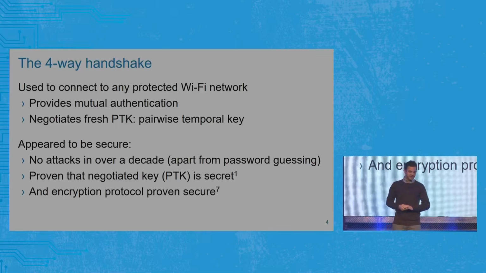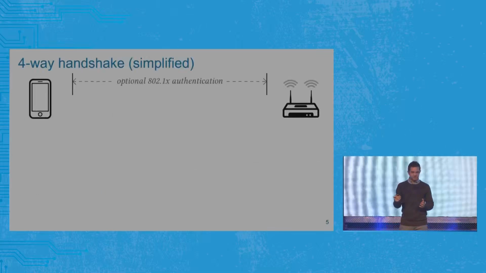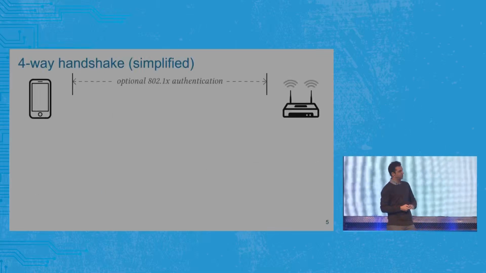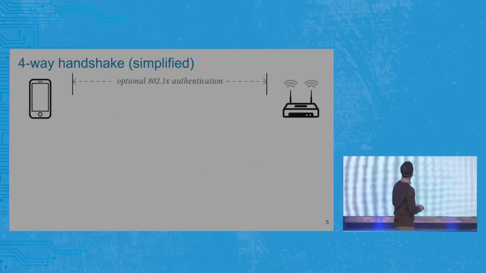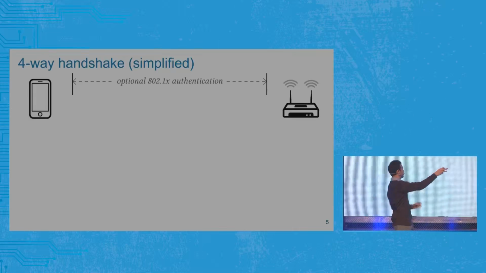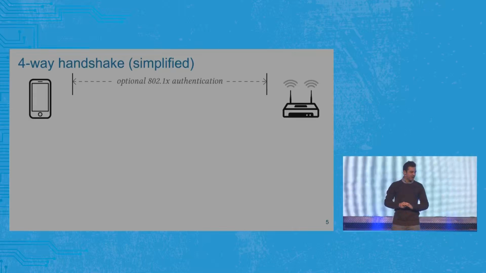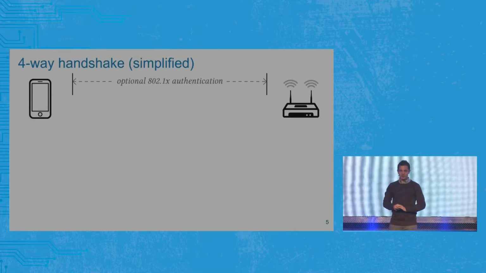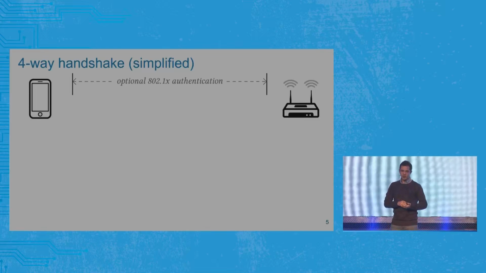And in order to explain it, I'm first going to explain how the four-way handshake works. So let's assume we have the following scenario here, where we have a client on the left side and an access point on the right side. And let's say the client wants to connect to the network. If the network is just a home network where you have a pre-shared password, then the four-way handshake can be started immediately. But let's say you have an enterprise network with, for example, a username and a password.